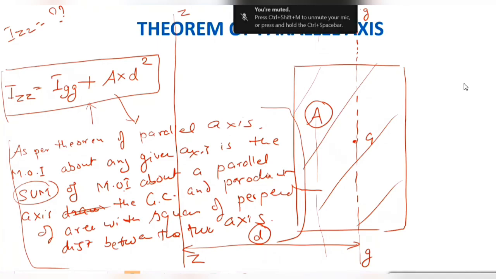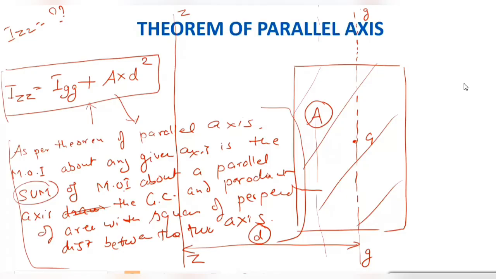Please have a good look at it. Whatever you want to take down, you can take down. As per the theorem of parallel axis, the moment of inertia about any axis is equal to the sum of the moment of inertia about a parallel axis through the geometric center and the product of the area with the square of the perpendicular distance between the two axes.